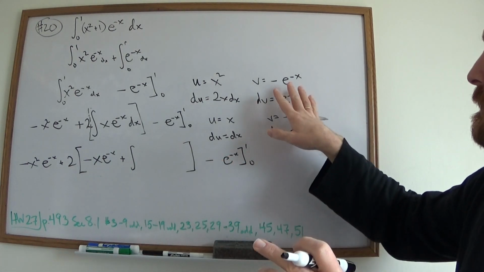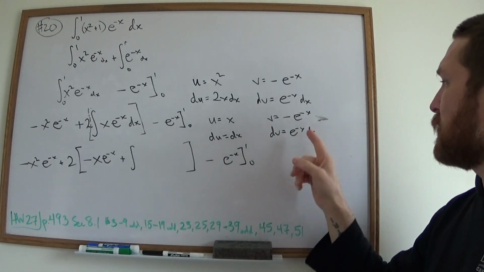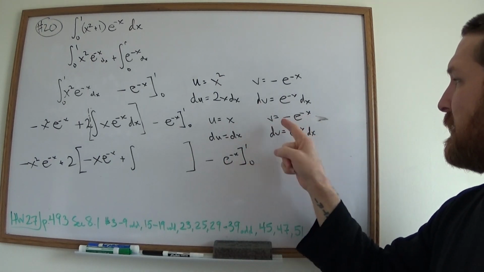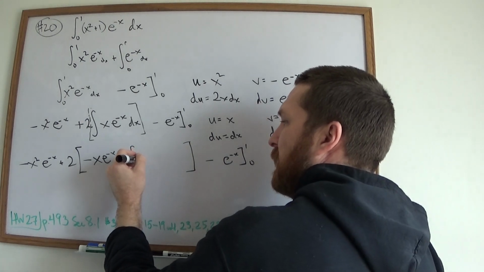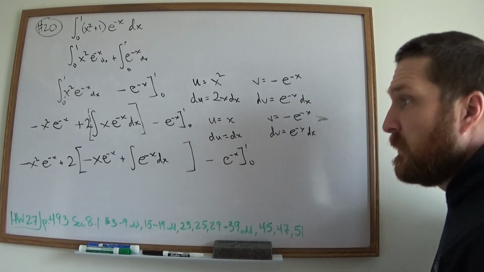One second. Did I do this right when I did that? Minus, yes, okay. Sorry, just making sure. So v du, I already pulled the minus out, so all we have left is e to the negative x dx, and that's an easy one to do.